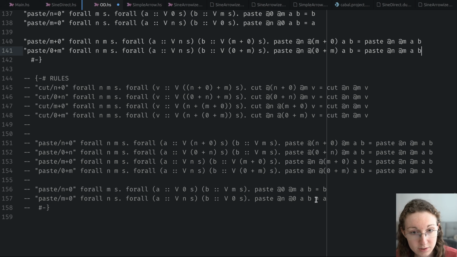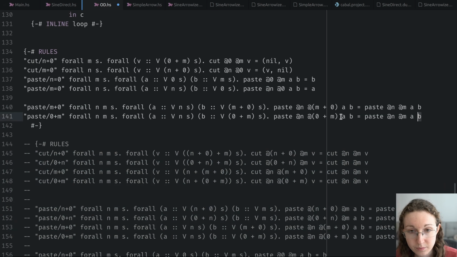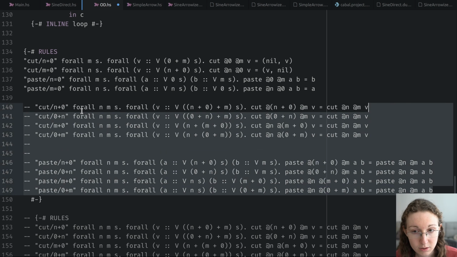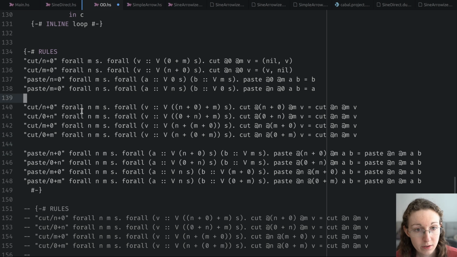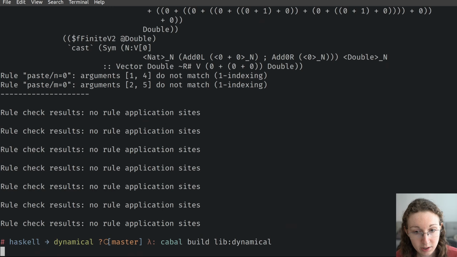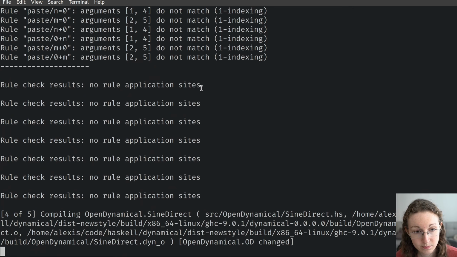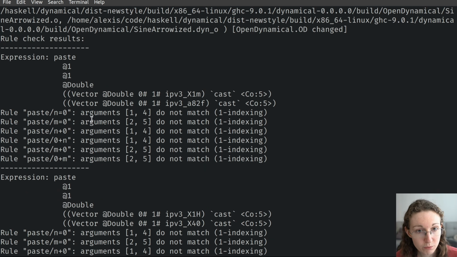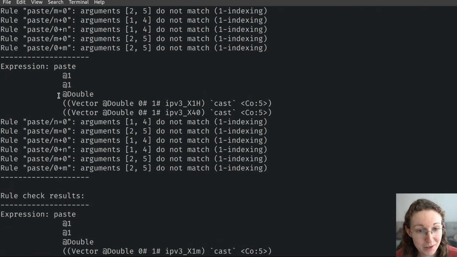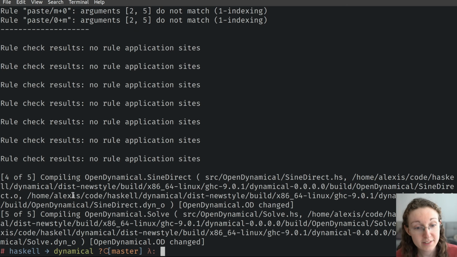So let me just grab all of these rules here, put them in right here. And so now if we rebuild this, you can see that the only rule check failures that we have now coming out of this are cases where, in fact, we can't just delete the use of paste because it's actually doing work. We're pasting something of length 1 and something of length 1 in all of these cases. And so that's a significant improvement.